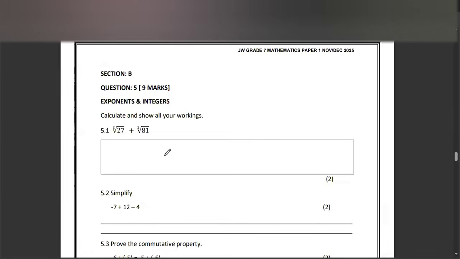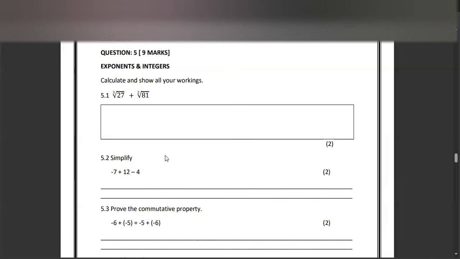Okay. Section B, question number 5, exponents and integers. So what's the cube root of 27? That's a 3. Square root of 81 is a 9.